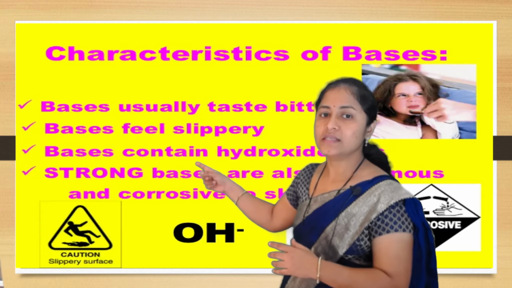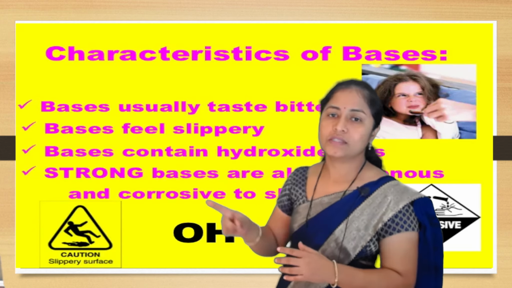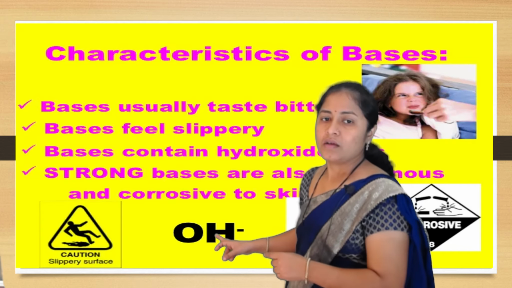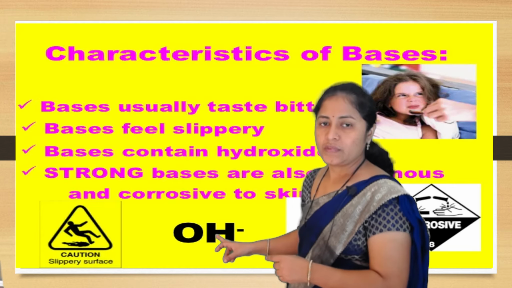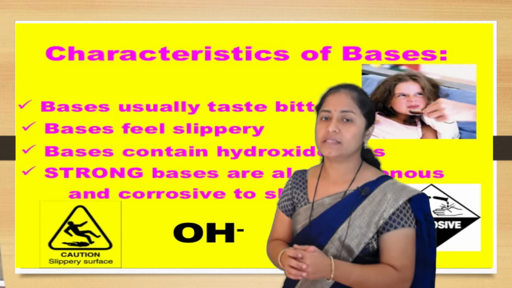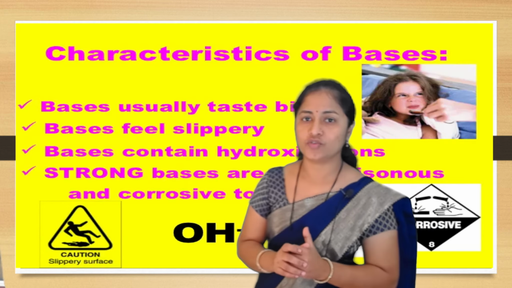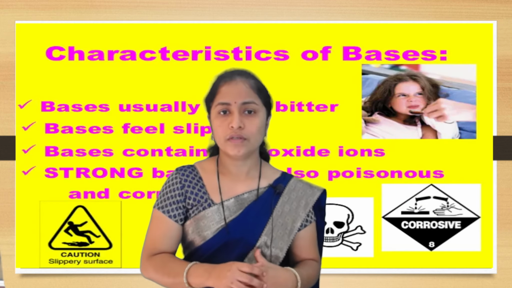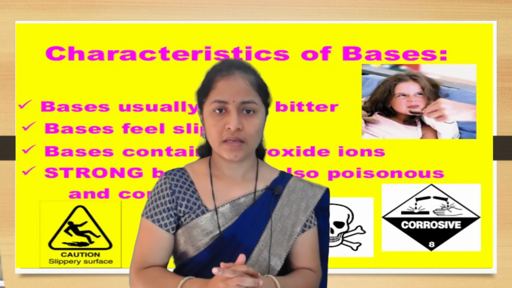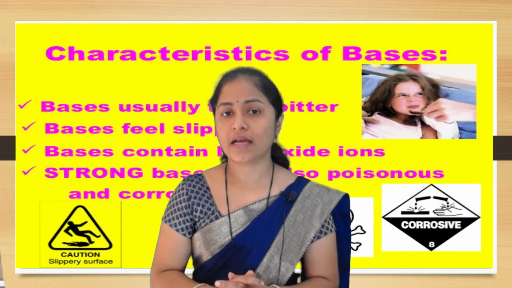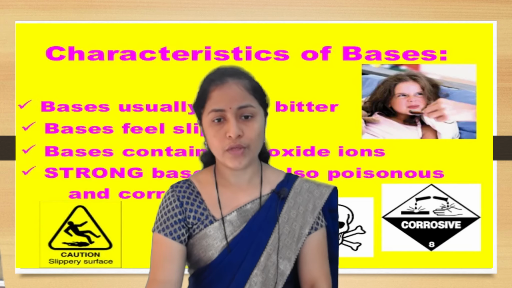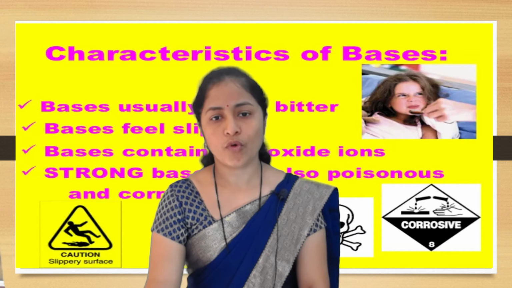As well, bases contain hydroxyl ions, or they produce OH minus ions in aqueous solution. The most important characteristic of bases is that strong bases are poisonous and corrosive in nature. So it is very important that we are alert while handling acids and bases. And the last important characteristic is that in bases the red litmus paper always turns blue. This is very, very important.